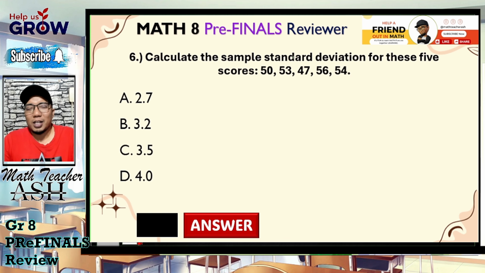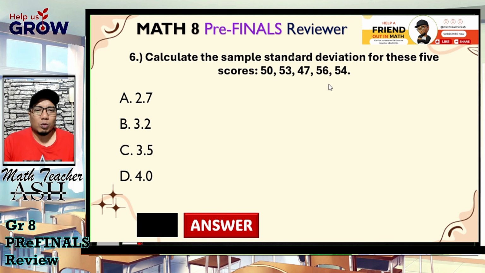Alright, my dear math learners, another question about standard deviation. So what we do here is first, we get the mean of these numbers. So we add all these 5 numbers and then divide this by 5. If we add 50, 53, 47, 56, and 54, we will have 260. And then we divide this by 5, so we get 52. So 52 now is our mean. The next thing we do is subtract 52 to these numbers. So 50 minus 52, 53 minus 52, 47 minus 52, 56 minus 52, 54 minus 52.